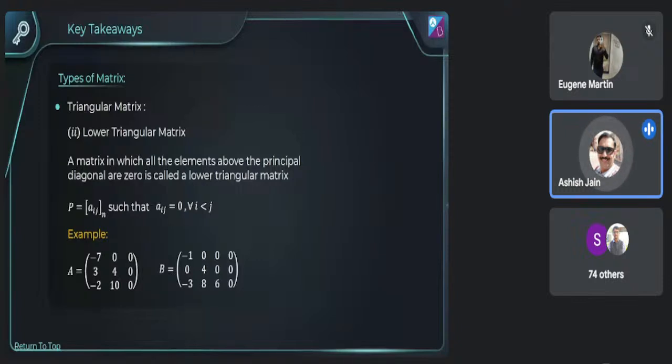A is a square matrix, whereas capital B is a non-square matrix. Here also, above the principal diagonal, all the elements are 0. Okay? So we have lower triangular and upper triangular matrices.